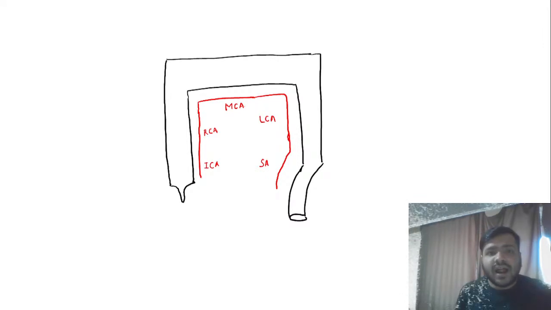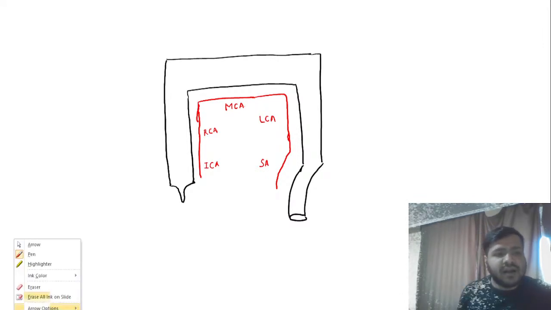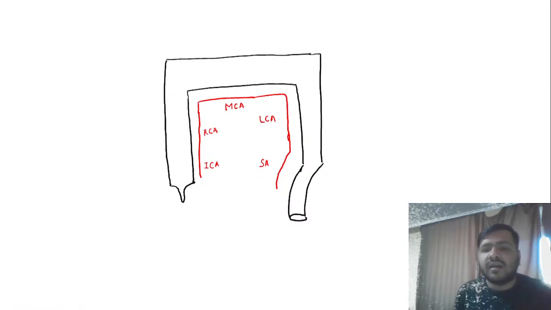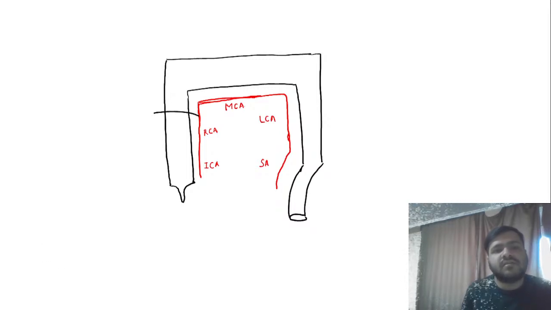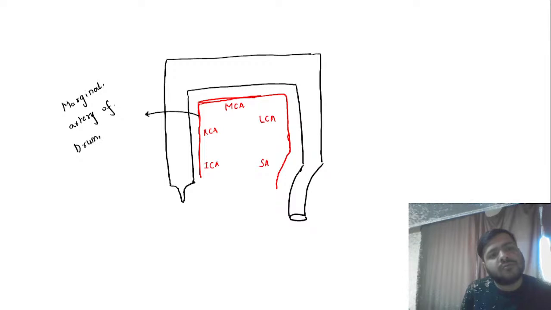Now this whole artery, the combination of all these arteries, we name as the marginal artery of Drummond. I'll write it with a black pen so that it's very clear: marginal artery of Drummond.